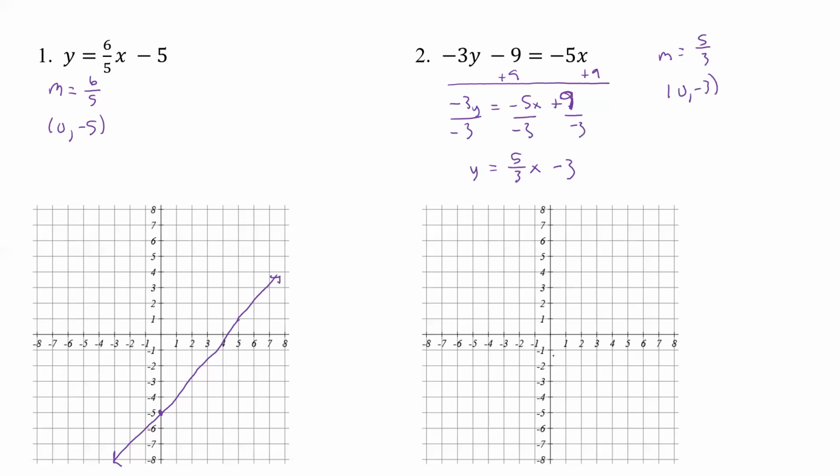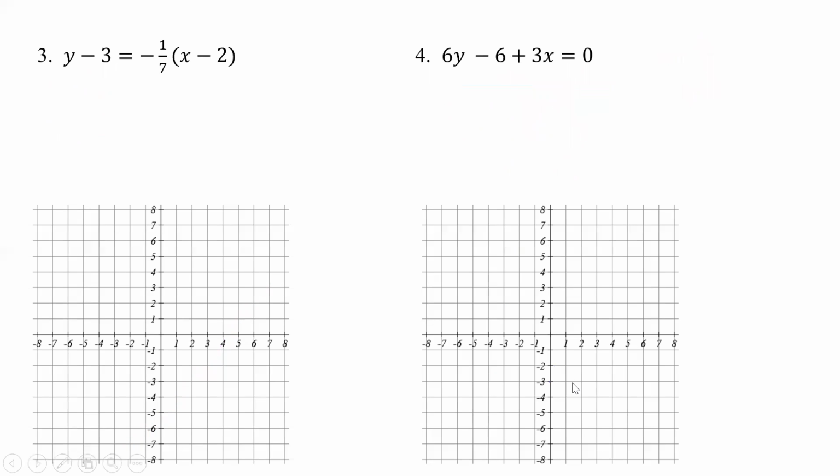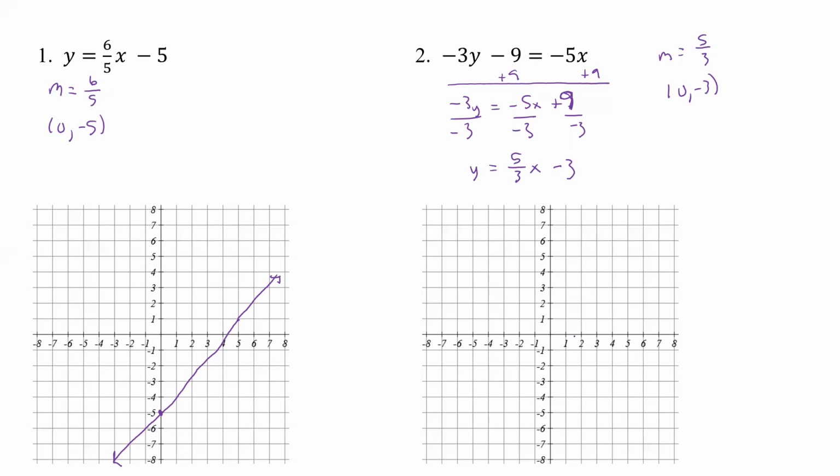All right, so 0, -3. And now we're going to go up 5. So 1, 2, 3, 4, 5. Right 3. 1, 2, 3. Now this one, it looks like we maybe can go 1, 2, 3, 4, 5. And then we can go left 3. 1, 2, 3.